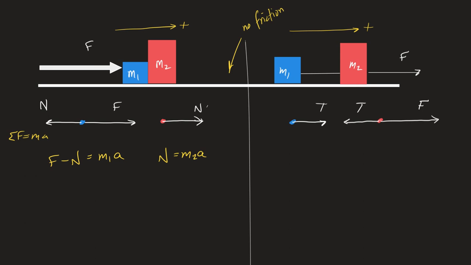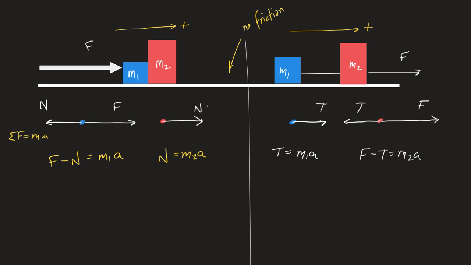So on the other side, you should have T equals M1A and F minus T equals M2A. Pretty easy, pretty straightforward. Now, it's what happens next that matters. Newton's laws can only generate for you a relationship. It's what you do with that relationship that matters. And that's going to depend on what the question's going to be. There's some obvious questions here.